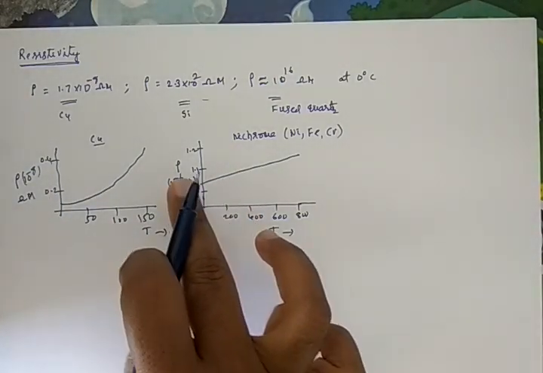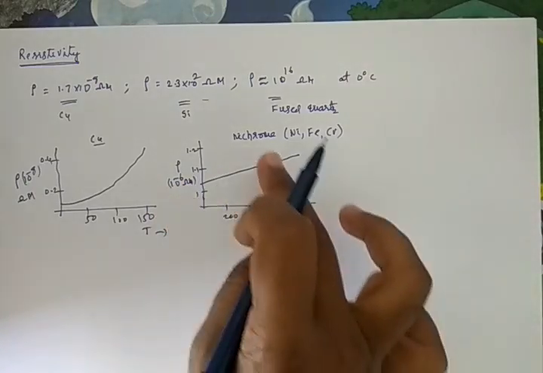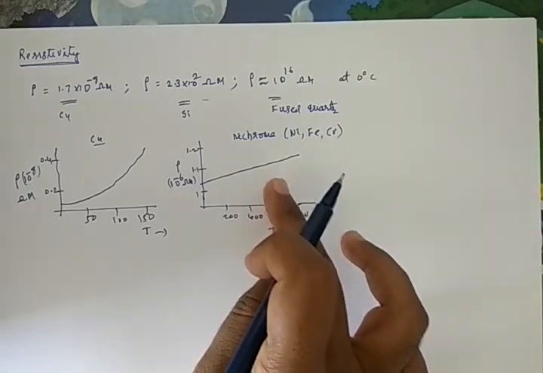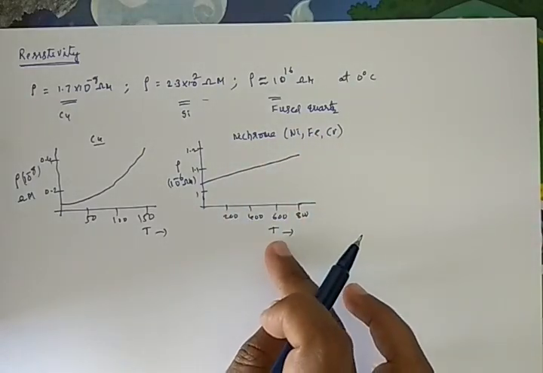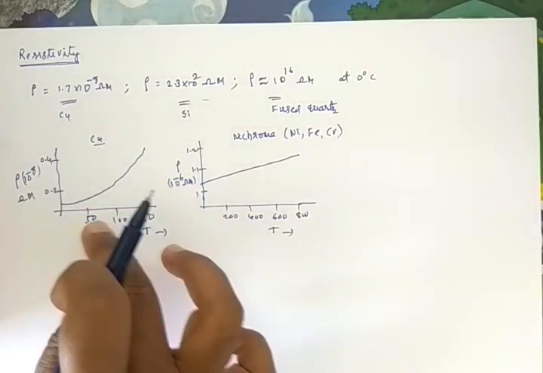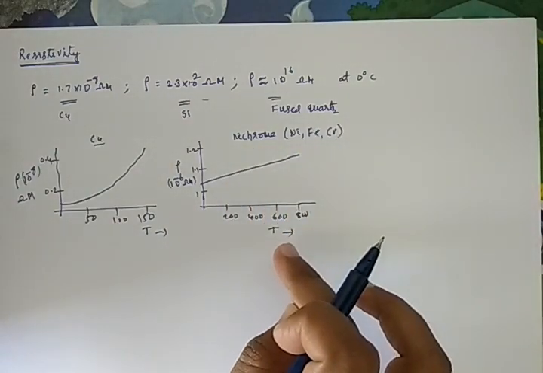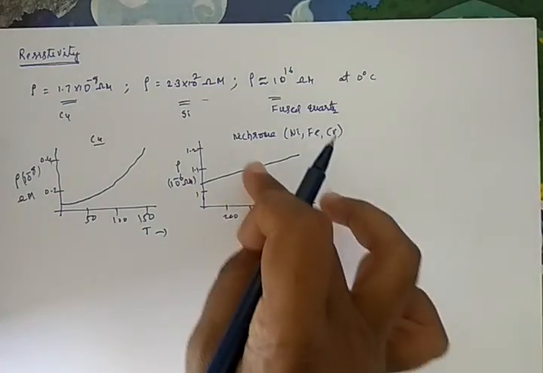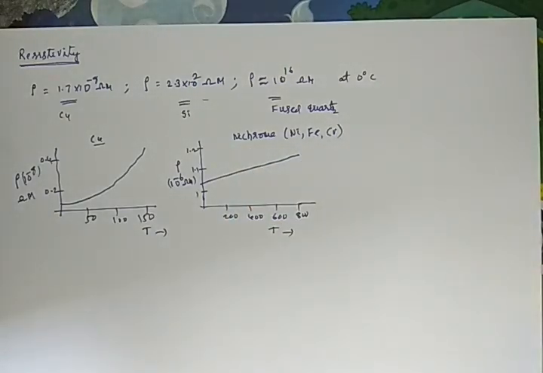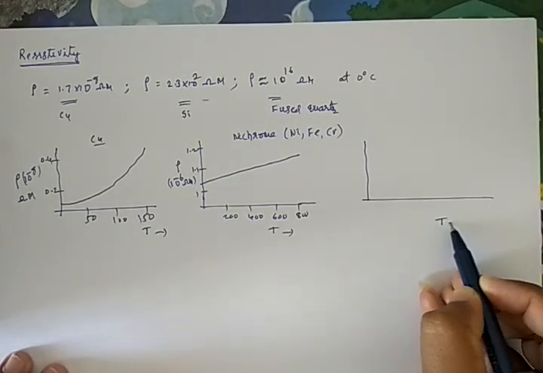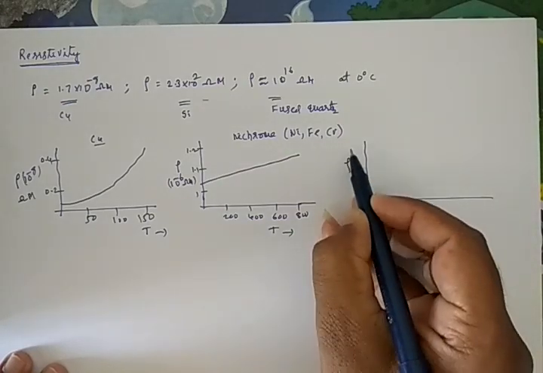The resistivity of nichrome is not highly sensitive to temperature, but the resistivity of copper is highly sensitive to temperature. Because of this reason, nichrome is used to manufacture resistors. And let us take one more thing, that is the resistivity of a semiconductor.